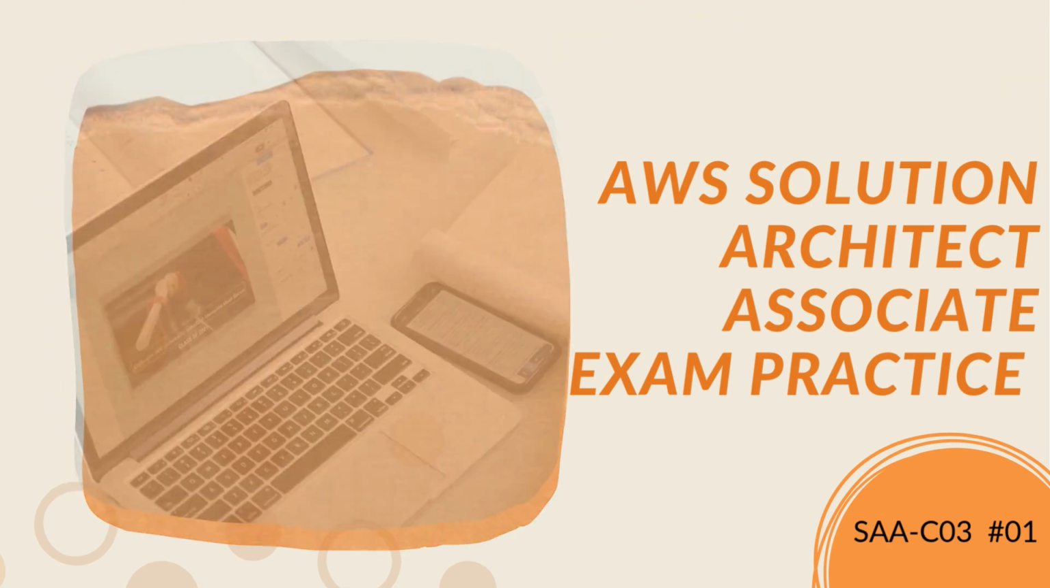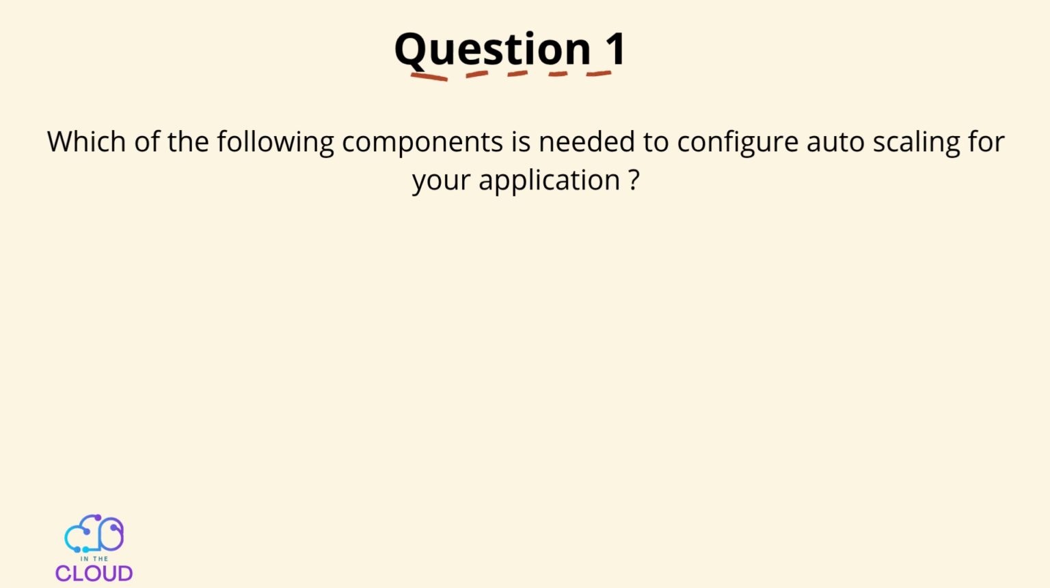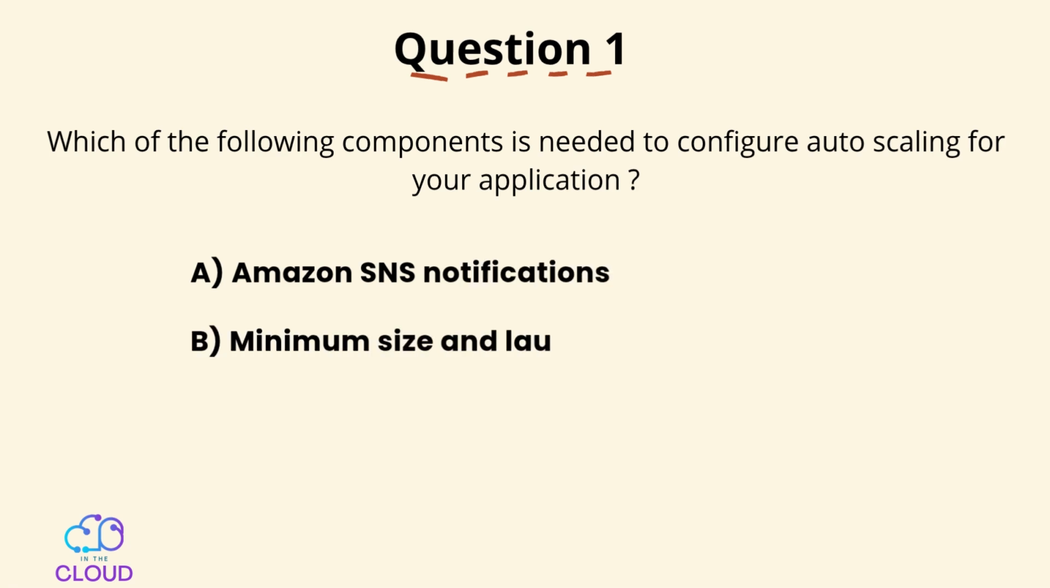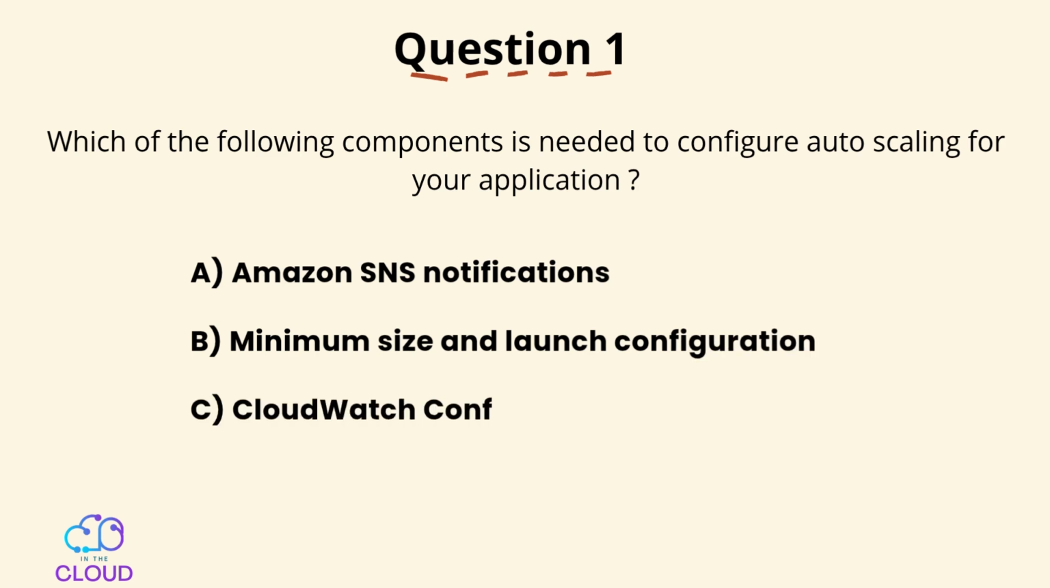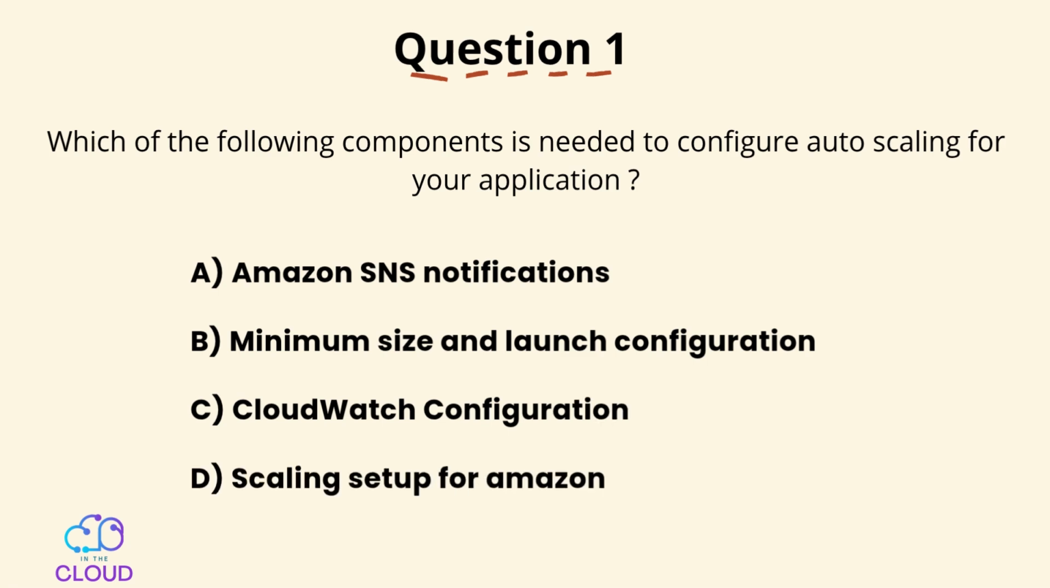Let's dive into it. Question 1. Which of the following components is needed to configure autoscaling for your application? A. Amazon SNS notifications. B. Minimum size and launch configuration. C. CloudWatch configuration. D. Scaling setup for Amazon CloudFormation.